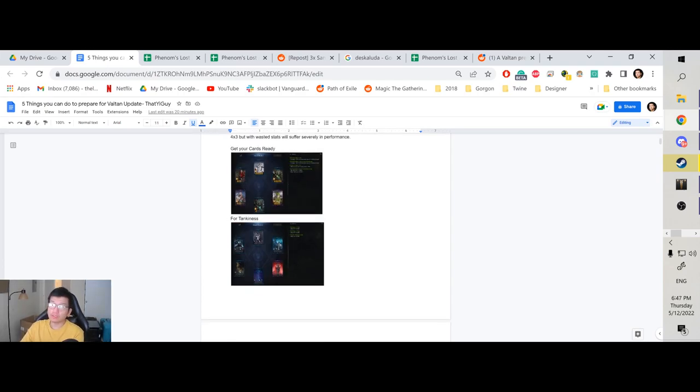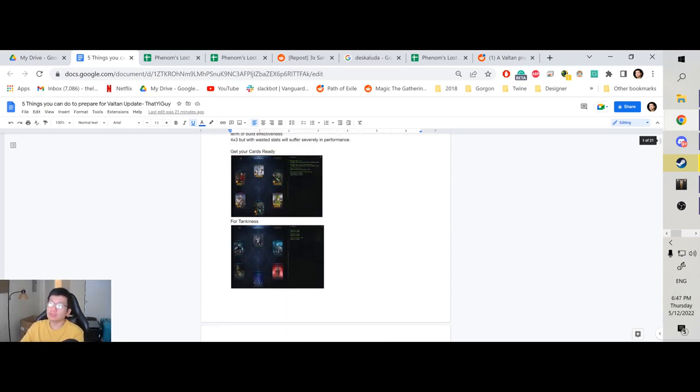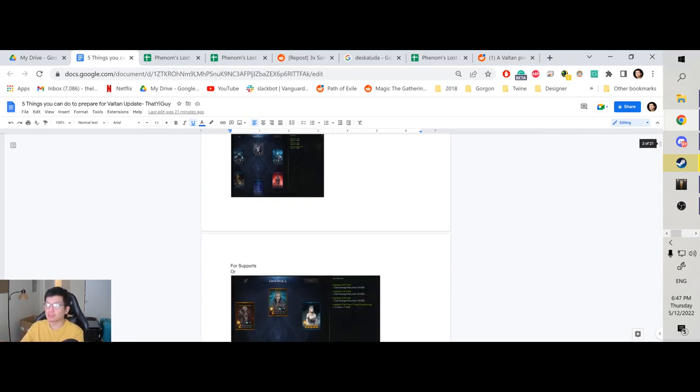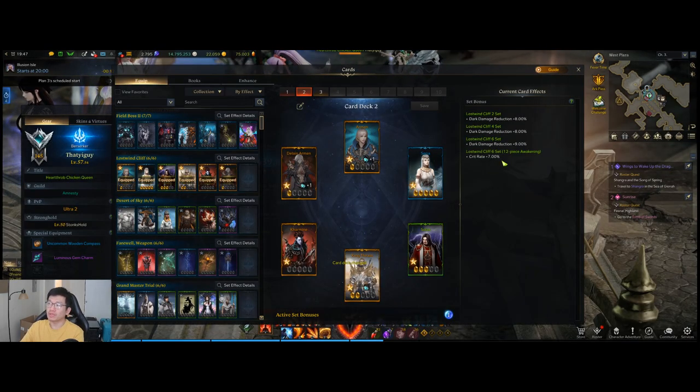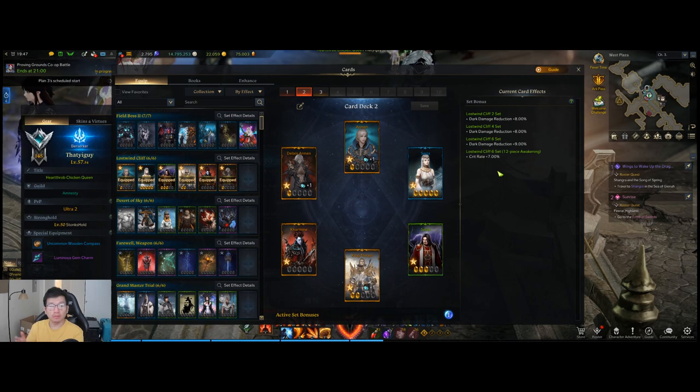In terms of cards, there are multiple ways to go about it. You could use the sets that you have right now, whatever it is. You can use tanky sets, you can use Well Meet Again and something else. Or if you can, try to use Lost Wind Cliff, especially if you have a bonus. That is because Valtan and the future Legion Commander raids, whenever they do elemental damage, it will always be dark damage. So that's why the dark damage reduction will be useful.